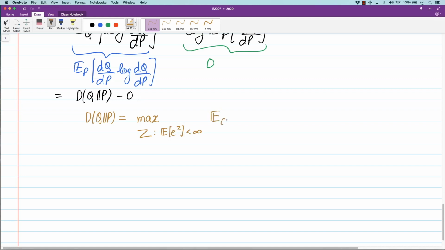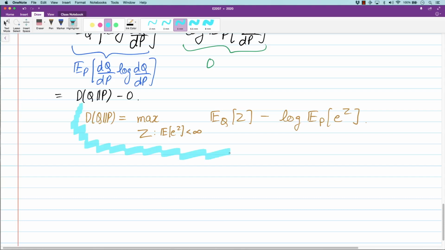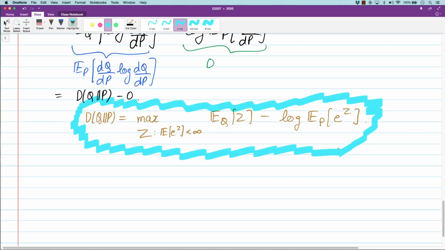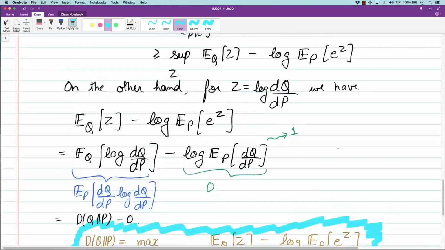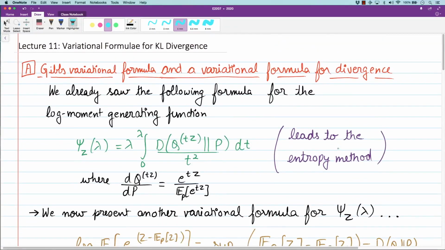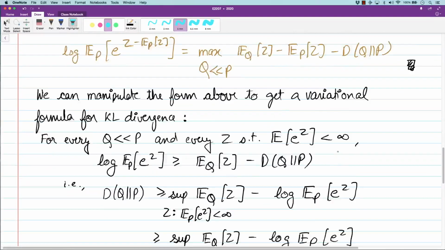Expected value under q of the z, so the new measure, minus the correction due to the log moment generating function. Okay, so we converted Gibbs variational principle into a sort of variational formula for divergence. This is the first variational formula for divergence that we saw. This is what I want to say in the first part of this lecture.